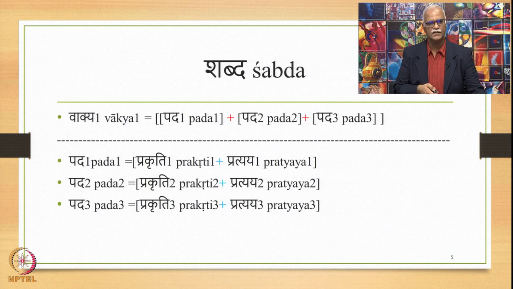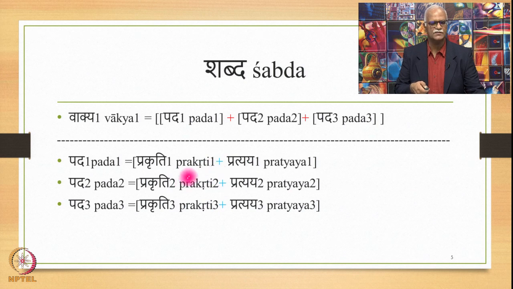in their turn can be also shown to possess certain other constituents, namely prakriti and pratyaya. So, pada 1 can be said to have prakriti 1 and pratyaya 1 as the constituents. Pada 2 can be said to have prakriti 2 and pratyaya 2 as constituents. Pada 3 can be said to have prakriti 3 and pratyaya 3 as constituents. Once again, these plus signs between the prakriti 1 and pratyaya 1 etc. are shown with blue marks precisely to highlight the point that it is this mark which exclusively can be called as pada. Prakriti and pratyaya are independent components and they can come together in different combinations. But it is this combination which is what is called as pada.